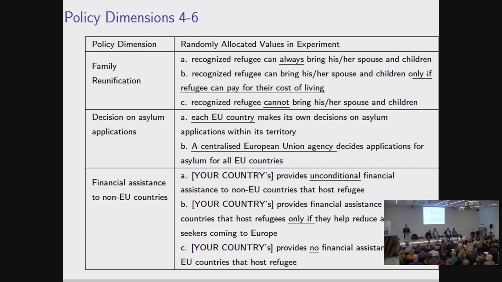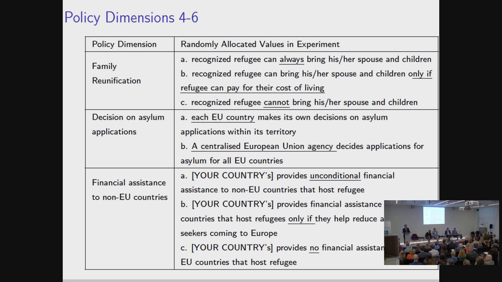On family reunification, we have no family reunification for recognized refugees. Current status quo, there is family reunification, or we have a limited option, whereby family reunification depends on the refugee's ability to pay for his or her family members coming in. Okay? We have decisions on asylum, whether or not this is decided by national governments, as it is the case now, or by a centralized European Union agency, and then we talk about financial assistance to non-EU countries. Is there financial assistance, yes or no? And the middle option, the B one, says that your country only provides financial assistance if that country helps us reduce the number of asylum seekers coming to Europe.